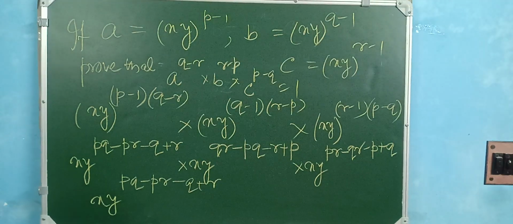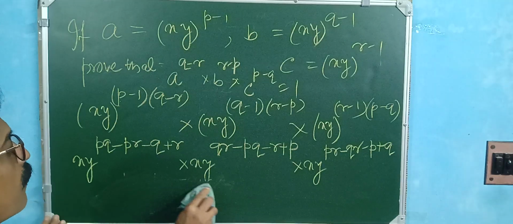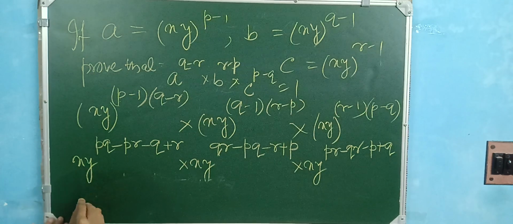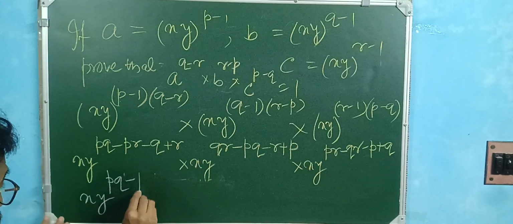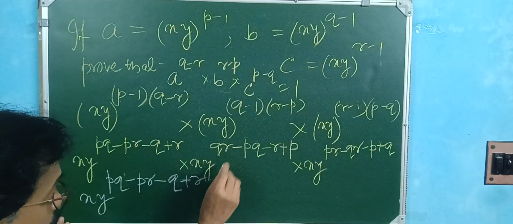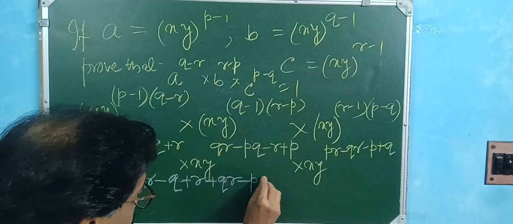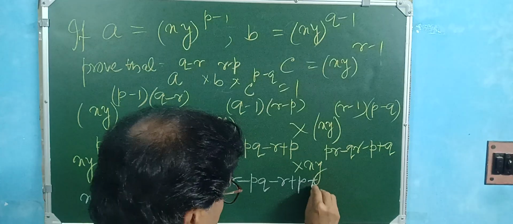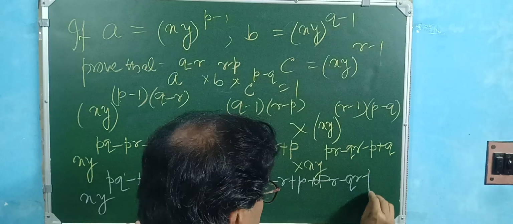I just write in the other color. Okay, no problem. Other color. Okay, so this is xy. Now this is pq minus pr, just separate, minus q plus r. Okay, now this is plus qr minus pq minus r plus p, and now this is plus pr minus qr minus p plus q.